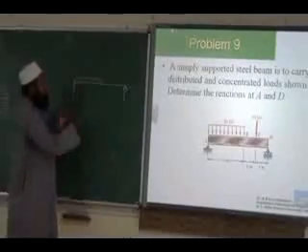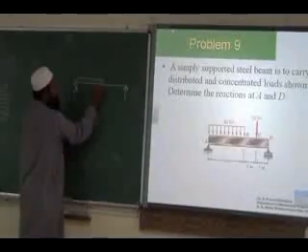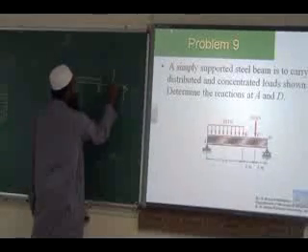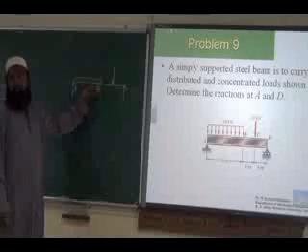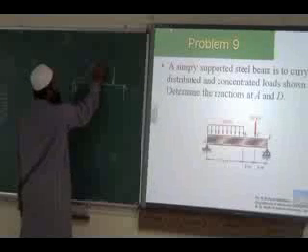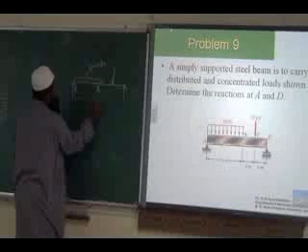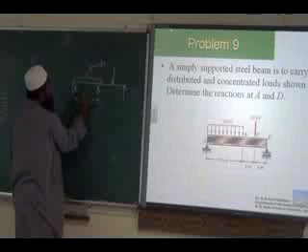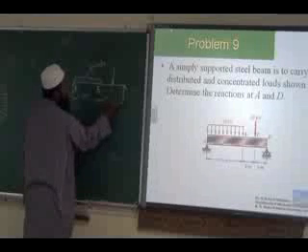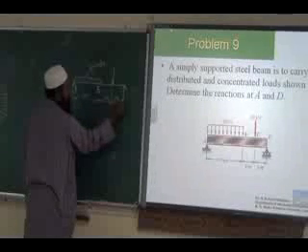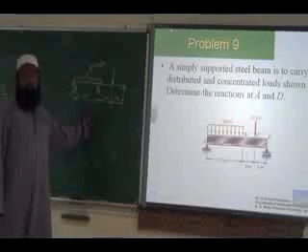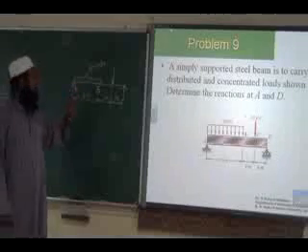From point A to point B, UDL. From B to D, you have a point load. This is 20 kilonewton per meter for the length of 3 meters. This is 1 meter, and 1 meter. So first step, you convert the UDL into a point load.